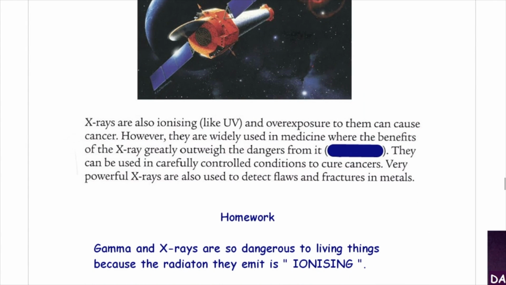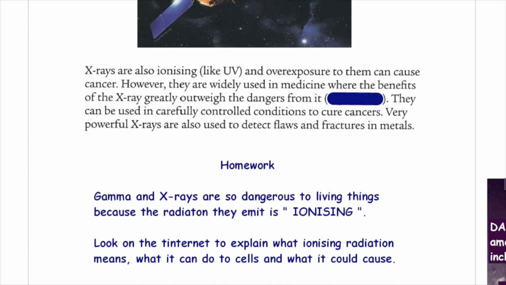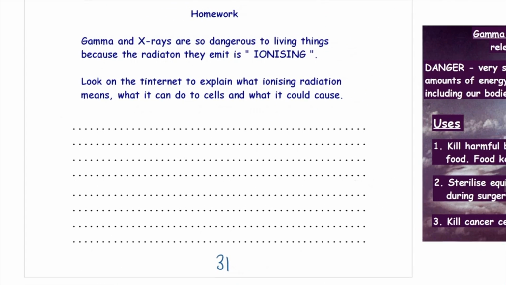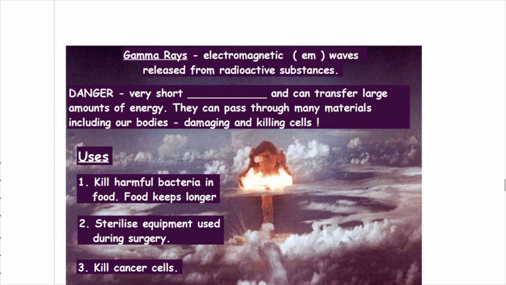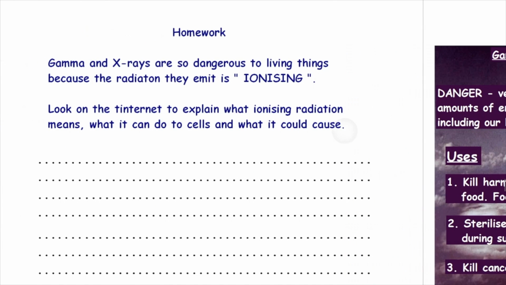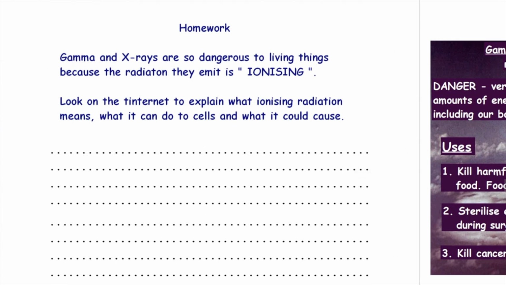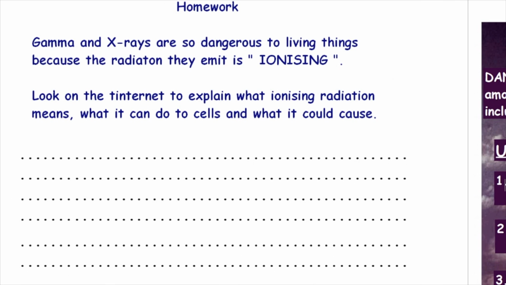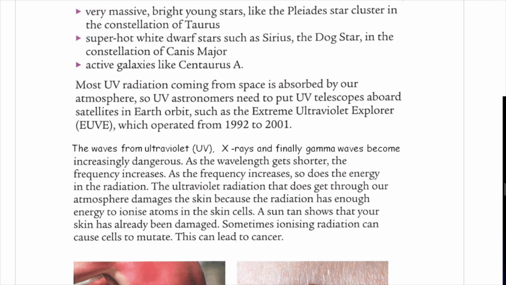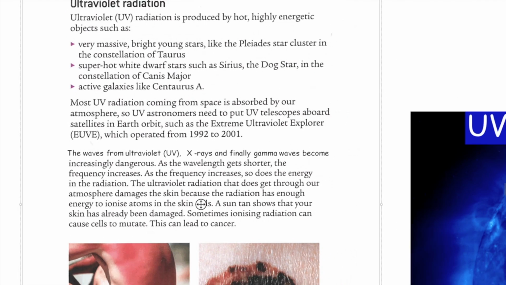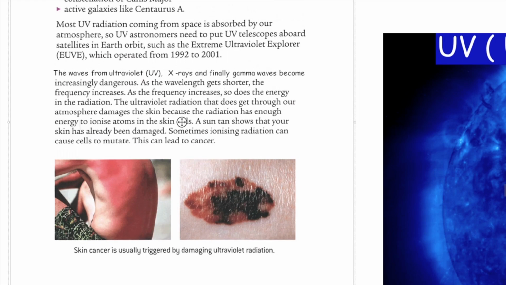Now, again, more information there on X-rays. Your homework is this. You can read through that. I've just put some more information there that we had up above on gamma rays. And the question is, look on the internet to explain what ionizing radiation means, what it can do to cells, and what it could cause. If you look at this, I've got some additional information to what you have in your booklet here.